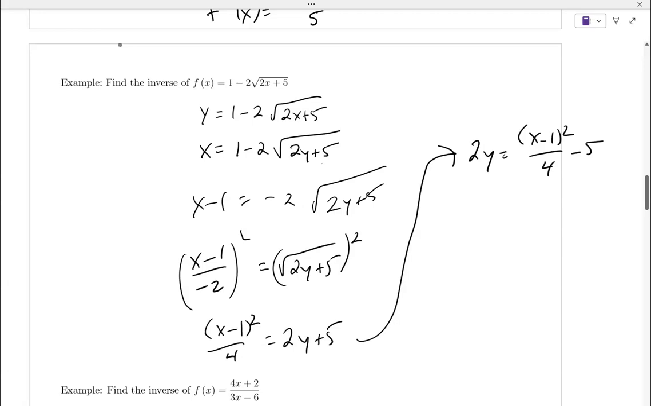And then finally, divide by 2. So at the very end there, we get x minus 1 squared over 8 minus 5 halves. If you really, really wanted to, you could multiply out the x minus 1 squared and get a common denominator. Do you think I care if you do that or not? No, good. Right answer, I don't care. And then finally, the last piece we have here is that this is the inverse function.